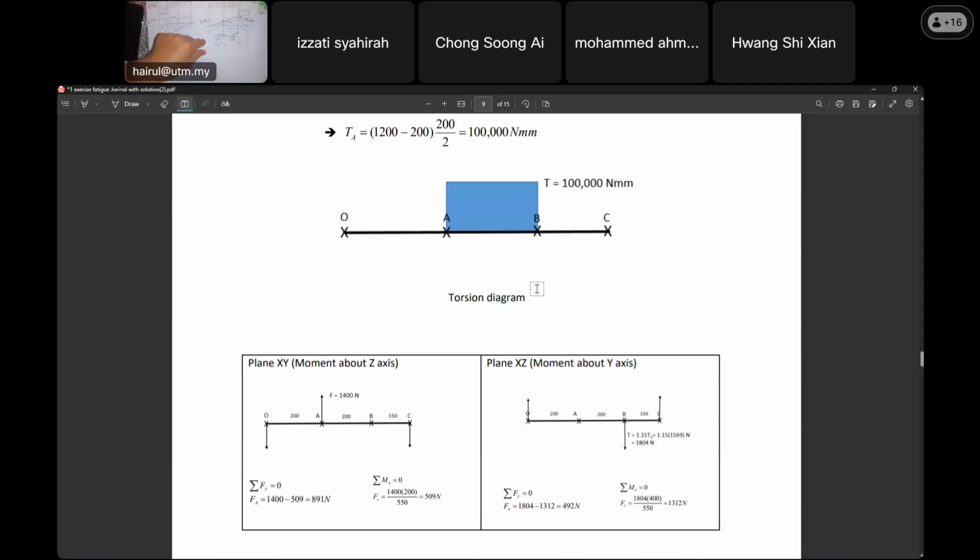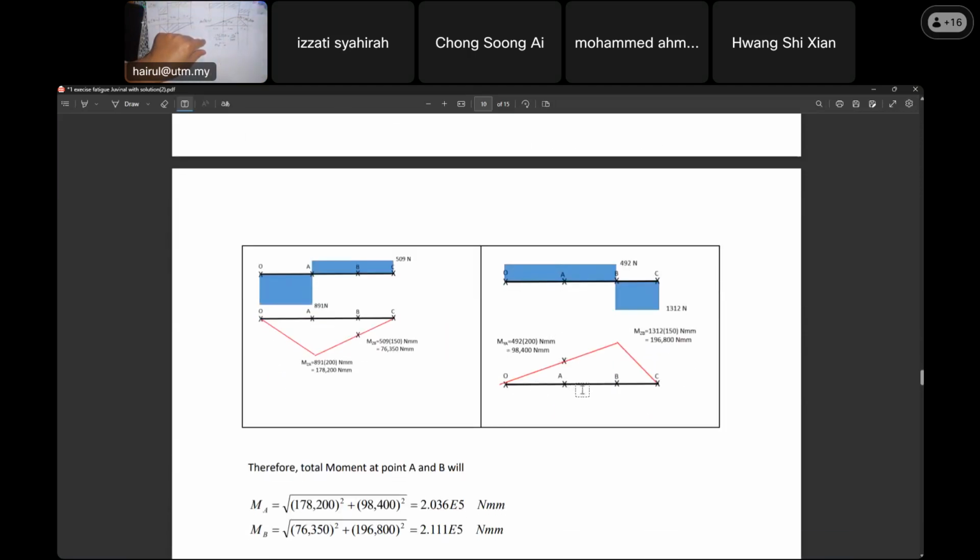It's already mentioned here, already stated. So this moment at A is 98,400 as already stated. Can you see there? The value is there, class. Ni, 98,400. Do you understand or not, class?